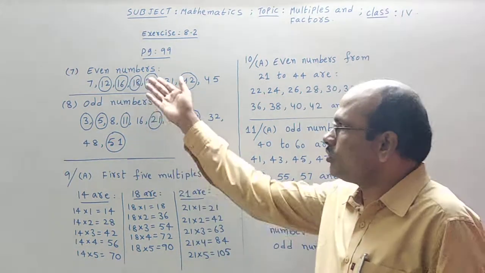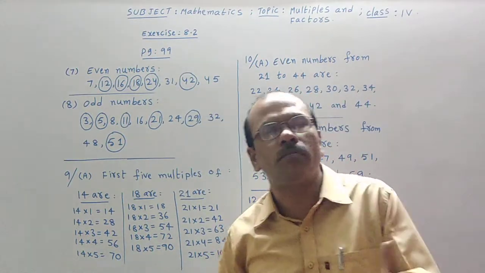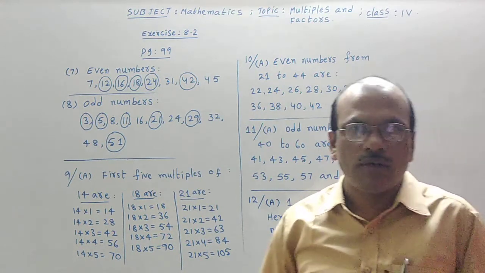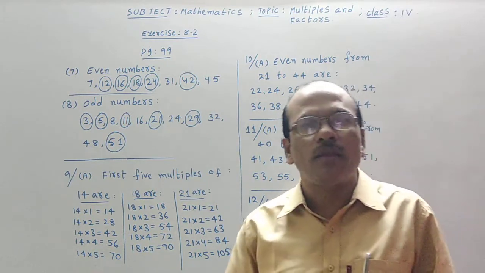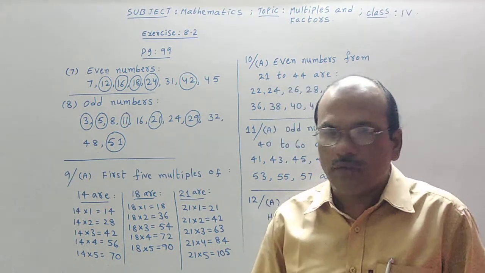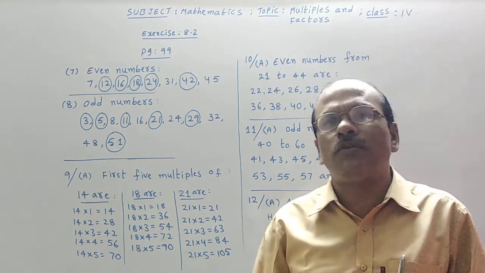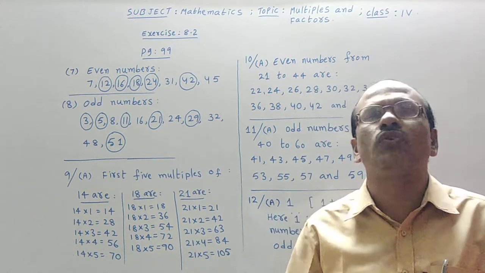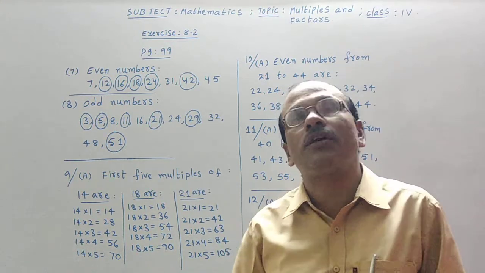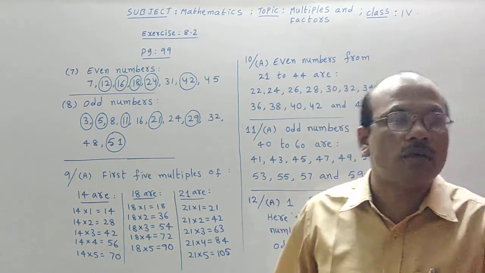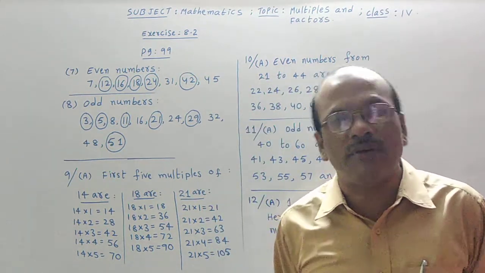Before we start doing these sums, we have to recall even numbers and odd numbers. Numbers which are multiples of 2 are called even numbers. We are learning about multiples. Suppose 8 is a multiple of 2 because 2 4s are 8. Then 8 is called an even number. Then take 6. 6 is also a multiple of 2. That's why 6 is also called an even number.